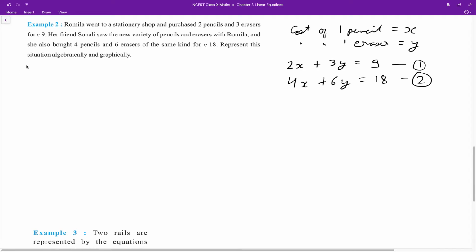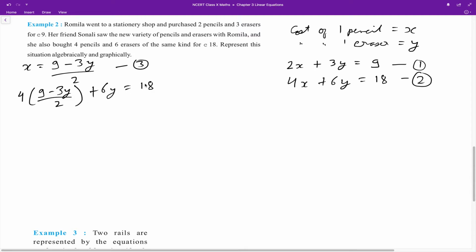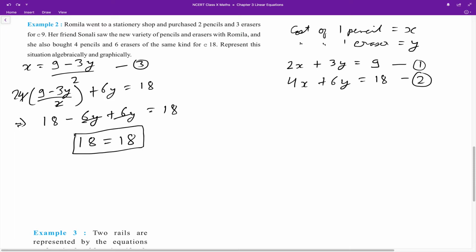So step 1, let us use equation 1. x is equal to (9 minus 3y) by 2. This is our x in terms of y, and we substitute this in the other equation. 4 into (9 minus 3y) by 2, plus 6y is equal to 18. So, multiplying, we have 18 minus 6y plus 6y is equal to 18. And what do we get? 18 is equal to 18.